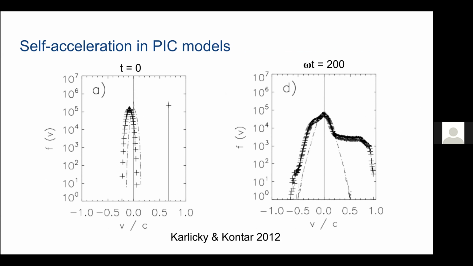But over time, you can see that there's about 30% of the electrons that are higher than the initial beam energy. This is the self-acceleration. I think it's awesome. So in this simulation, the Buneman instability does not develop fast enough to stop this from happening.